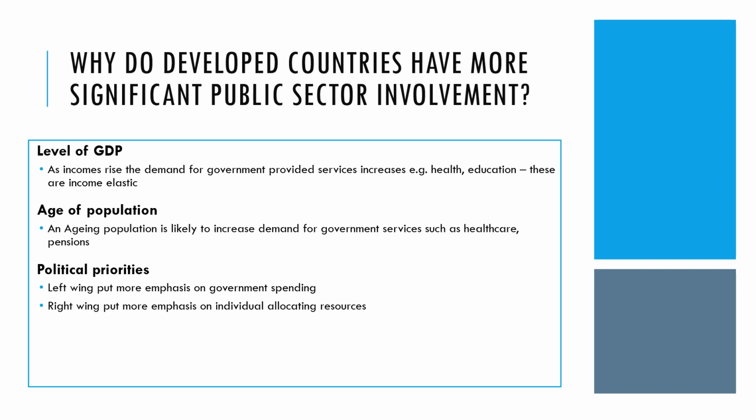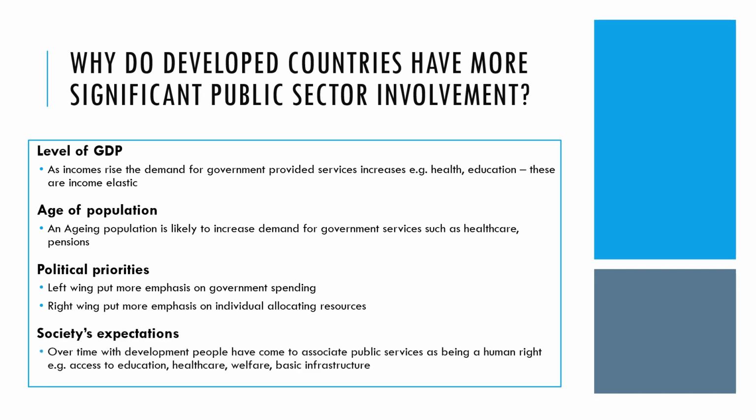As I mentioned previously, political priorities can have an influence here, and also society's expectations. Over time, with development, people have come to associate certain public services as being a human right rather than an unexpected luxury. For example, access to education, healthcare, a welfare system, and basic infrastructure. And as a result, society therefore expects the government to provide these sorts of services.